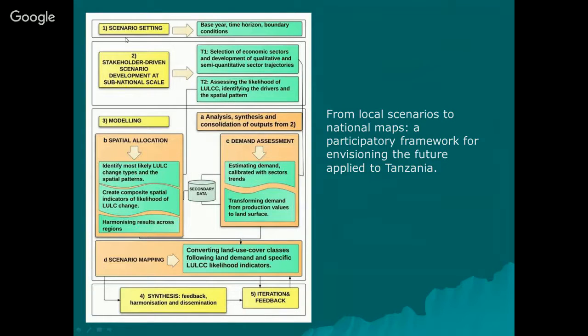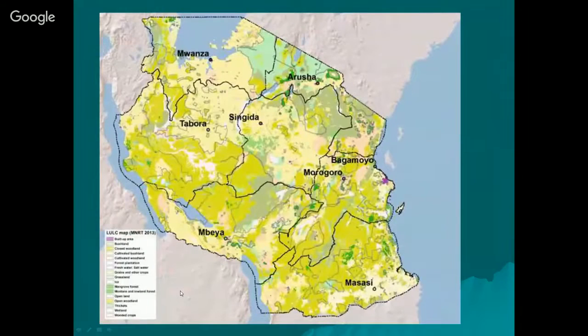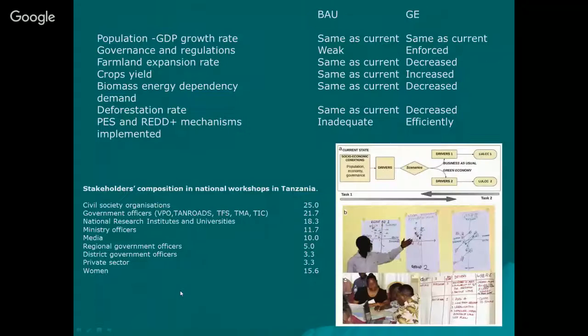But essentially we set scenarios, we capture what people say about change, we then model that, and eventually we produce a map of land use change. So this is our starting point, a map of Tanzania's current land use. It's our lens to look through change.